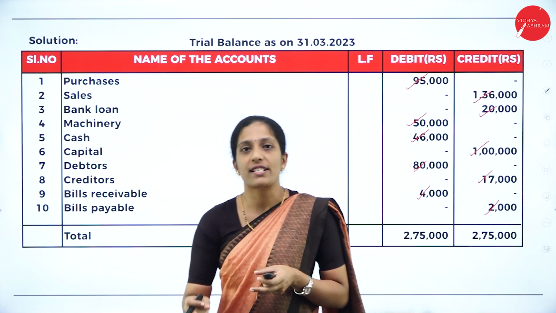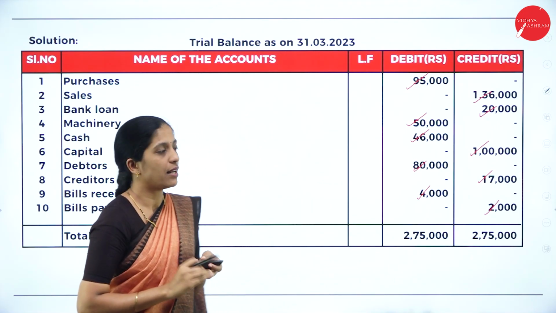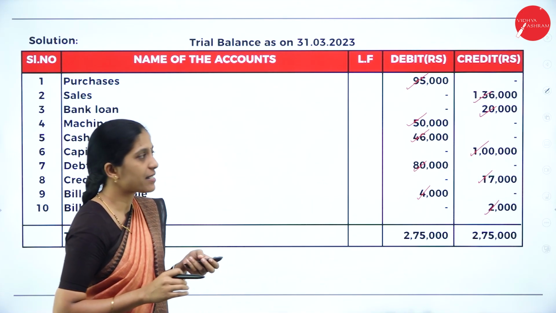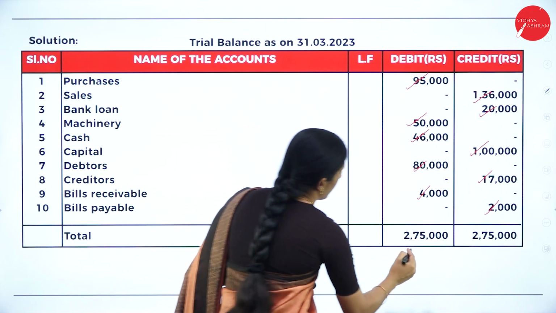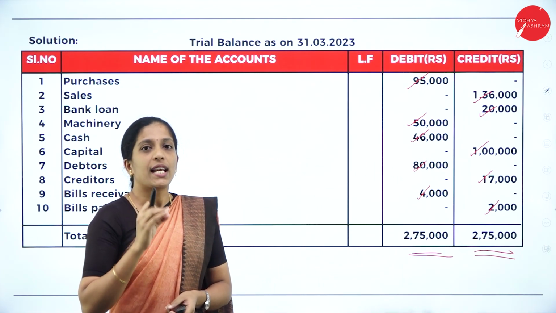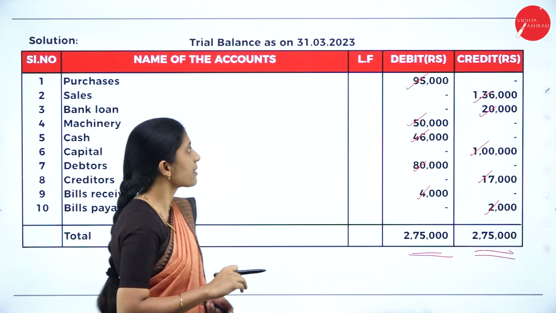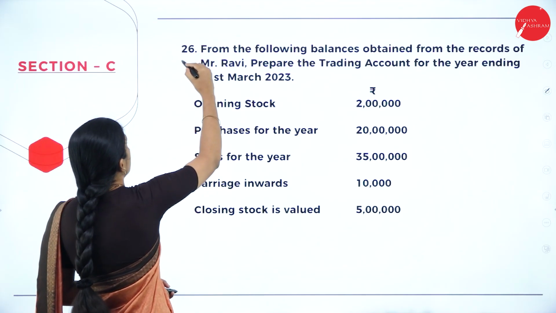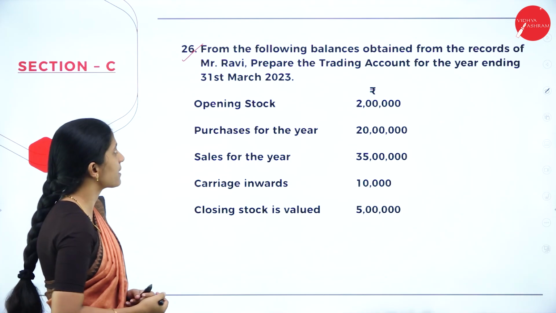When you total both the sides, your trial balance should be equal. So when you add all the debit side and credit side, your total is 2,75,000 and 2,75,000. Very easy problem for 6 marks. Now moving on to the next 6 marks question, that is 26th question.